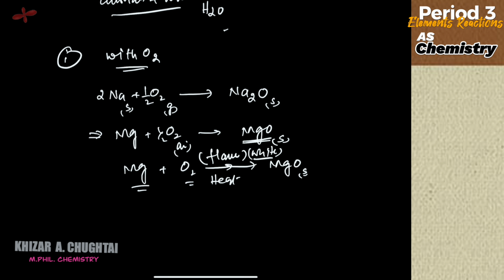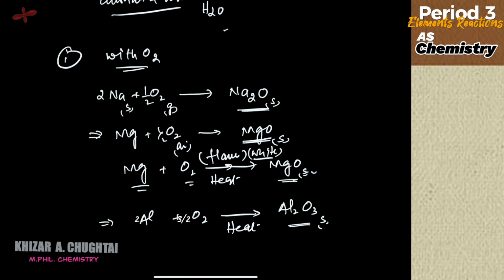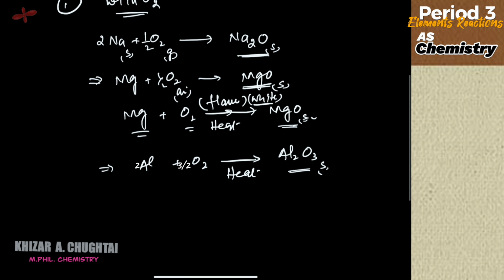The next reaction is aluminium. When aluminium is allowed to react with oxygen, definitely we will have to supply heat. The basic condition is heat. Then there is a formation of Al2O3, solid. As you have seen, sodium oxide is solid, MgO, magnesium oxide, is solid, and Al2O3, aluminium oxide, is also a solid.